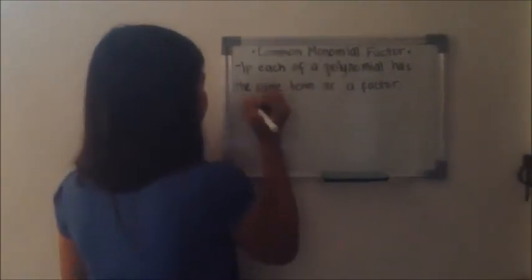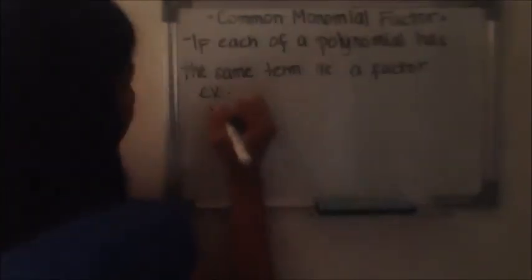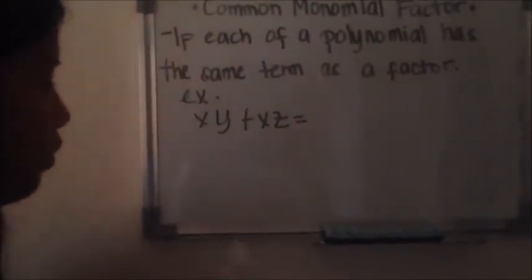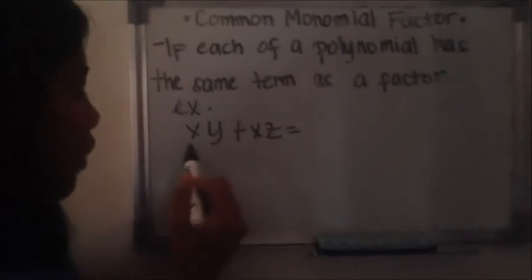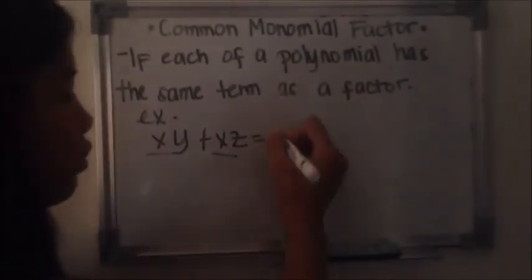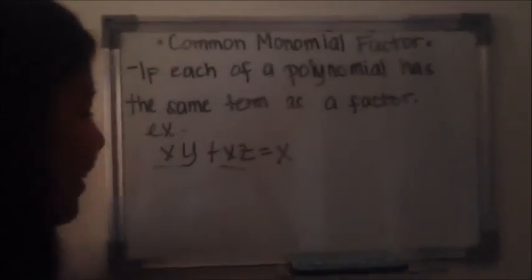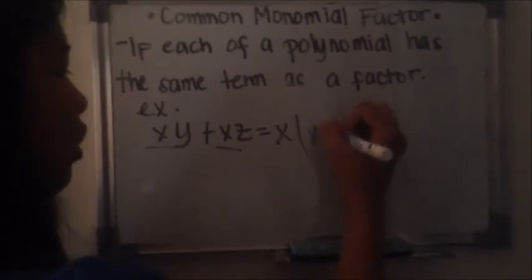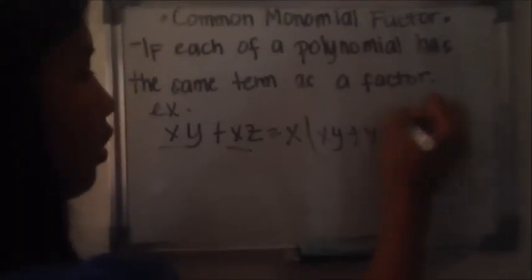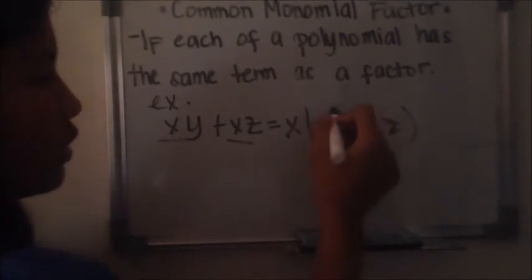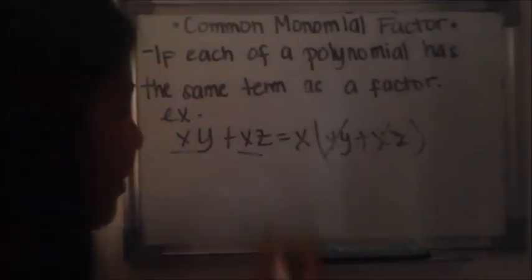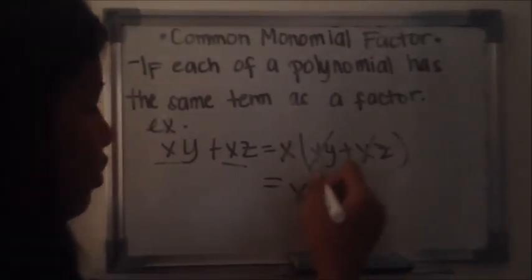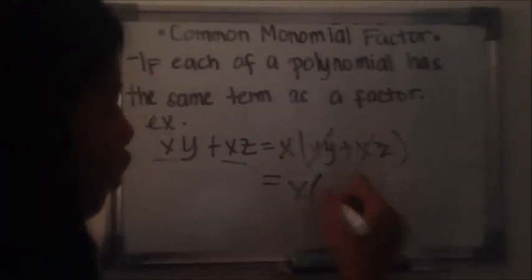Sample: xy plus xz equals. So here x is the common factor. So ilalabas mo siya. Then multiply xy plus xz. Cancel x's. So matitira ay x, y, and z. X multiply the quantity of y plus z.